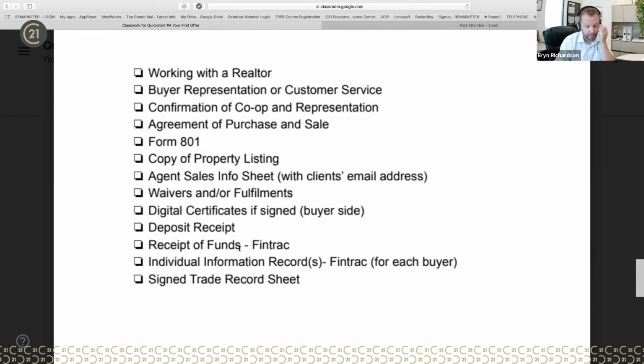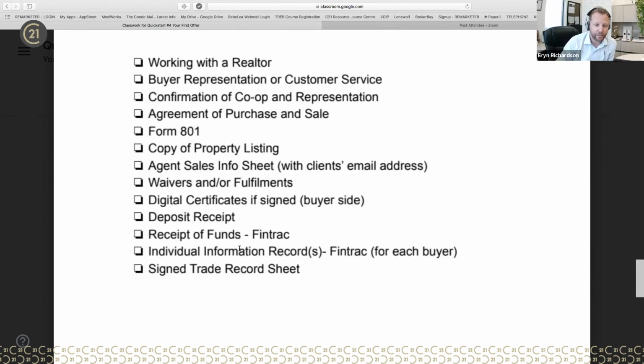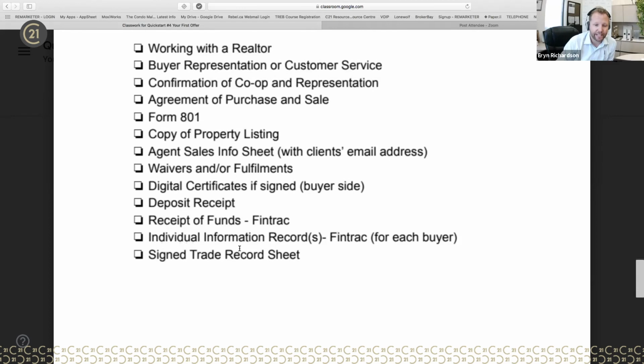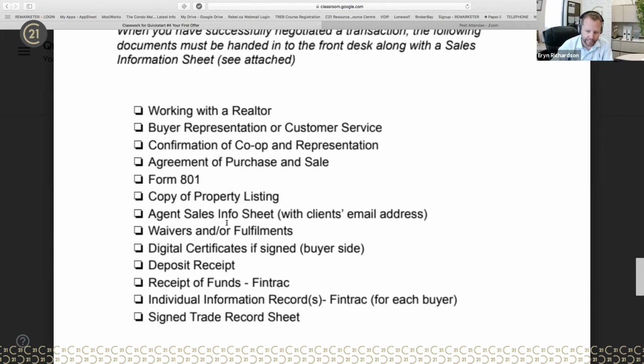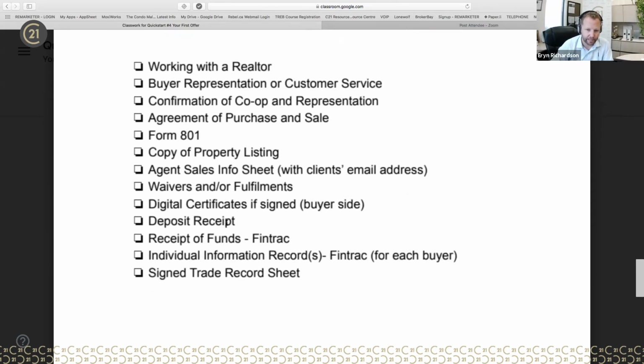Deposit receipt. You're going to hand in a deposit if you're representing a buyer, so you're going to need that. Receipt of funds for FinTrack, 100%, and the individual information writer for FinTrack, as well as that signed trade sheet. Now, the signed trade sheet will come later. Everything from the last thing on here up, you'll hand in with the deal, and get that deal in as soon as you can. If you're missing some of this, still hand it in. We want to get it into the system and recorded, and you can follow up with the other stuff.